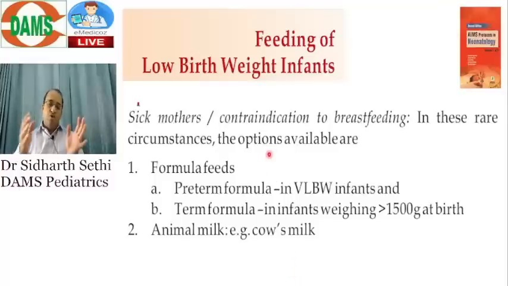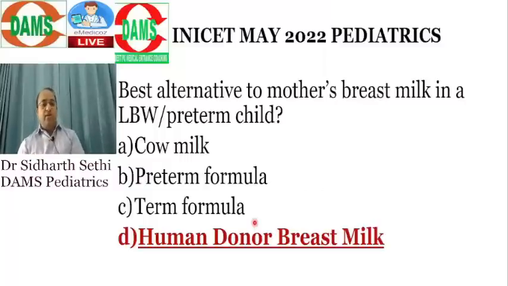Now, we said human milk. If human milk is not available, then you go to formula feed. So remember: human milk, mother's followed by donor, followed by, if it's a preterm baby, preterm formula. If it's a term baby, more than 1500 grams, you give a term formula. And lastly, cow's milk is right at the end. So there is no doubt the answer to this question is human donor breast milk.